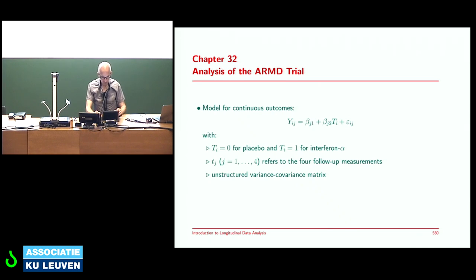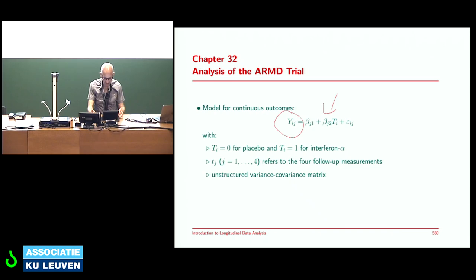Now, in chapter 32, we're going to apply the concepts of direct likelihood to the case of the age-related macular degeneration trial, where the outcome is, remember, visual acuity, the number of letters we can correctly read on a vision chart, and we are, of course, going to allow for a treatment effect, but that treatment effect we further allow to be specific for each of the measurement occasions.